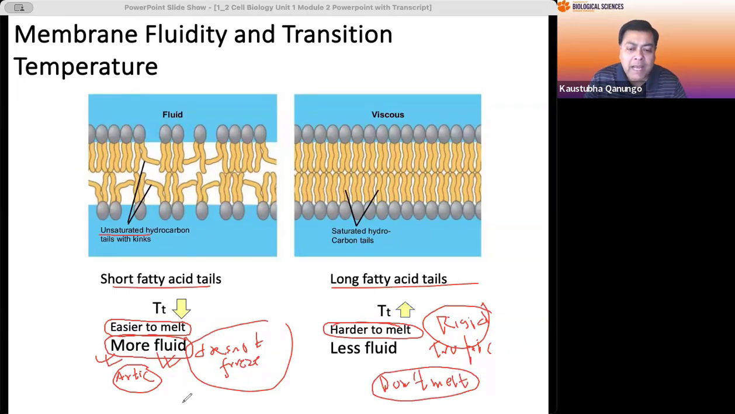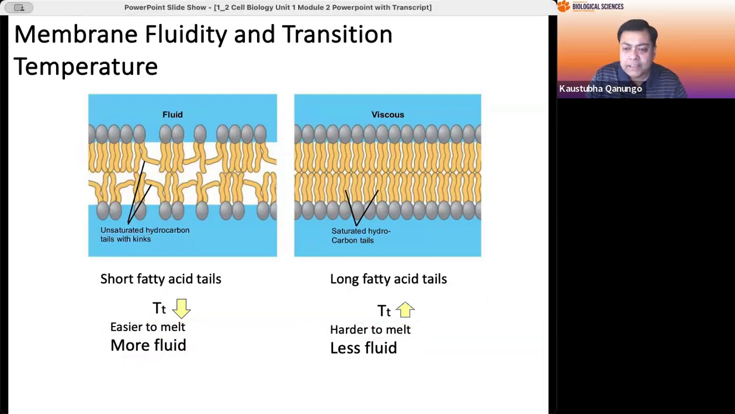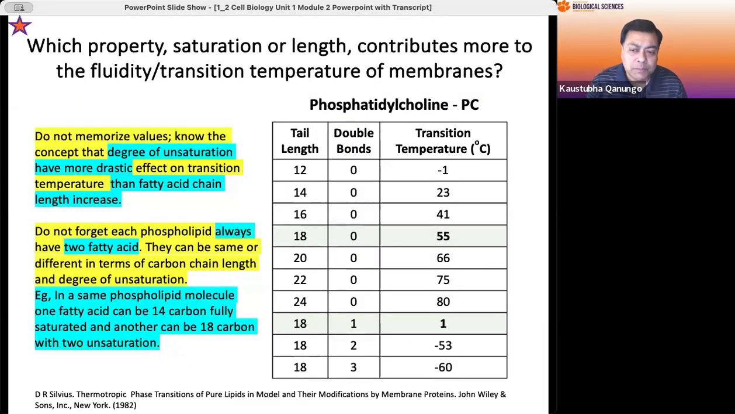So the outcome of that is short fatty acid tails, which are more fluid, help the people in the Arctic so that their cells don't freeze. Whereas in the tropical area, the rigidity of the membrane is needed so that they don't easily melt in the environmental temperature. Now, let's take a look at this, and we'll spend some time on it.